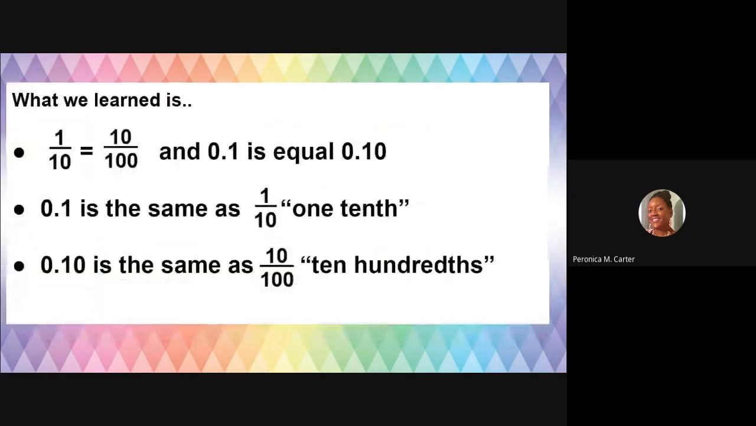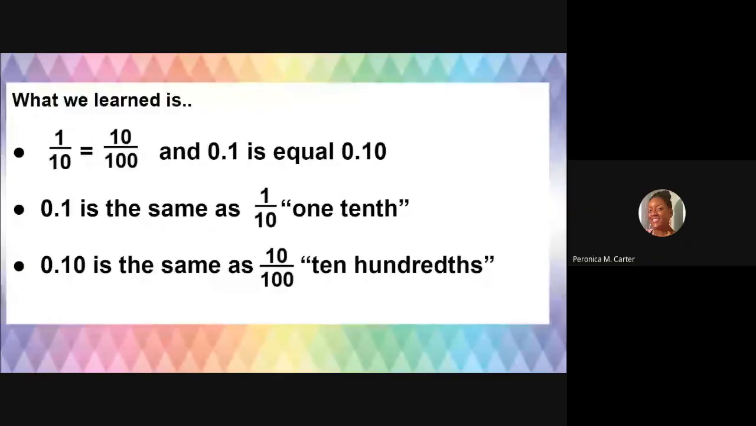What we've learned is 1/10 is equal to 10 hundredths. And that's represented by 0.1, which is also equal to 0.10. And the way you say it properly is 1/10 is equal to 10 hundredths. Got it? All right. 1/10 as a fraction, and 10 hundredths as a decimal is the same as 10/100 as a fraction. They're the same thing. All right, so let's move on.